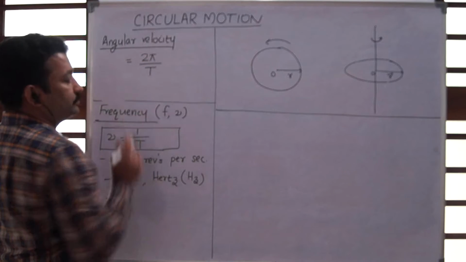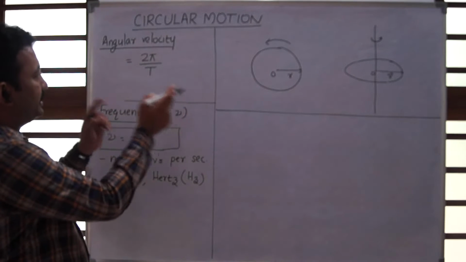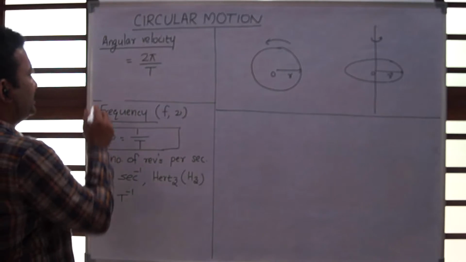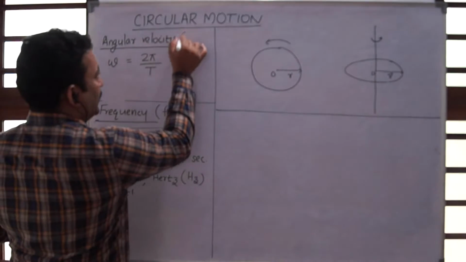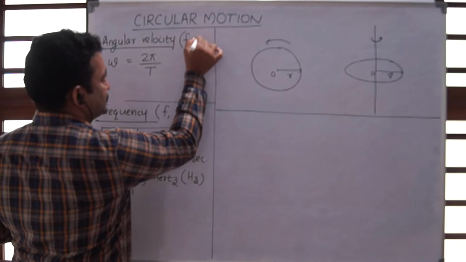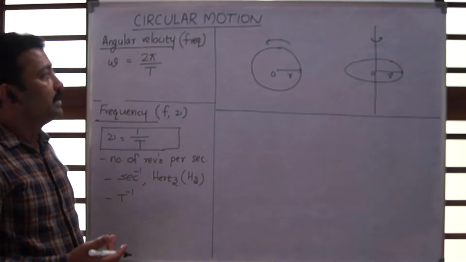The time taken is t. We can call this one as what? Total angular displacement divided by total time taken. That is known as angular velocity. This is also called as angular frequency. How can you say angular frequency?